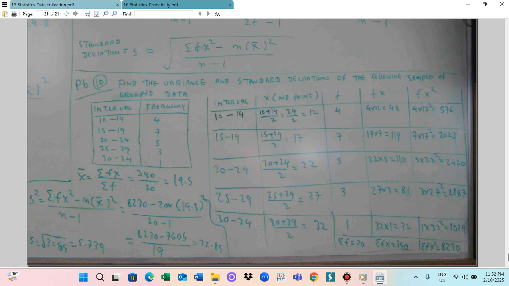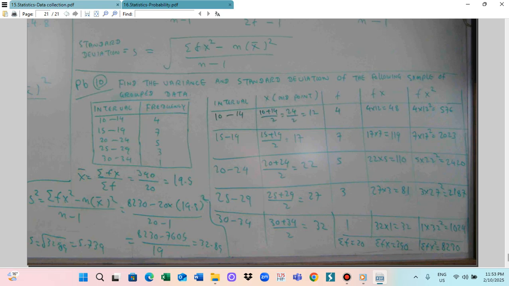And after that you can also calculate h bar. H bar is the summation f h divided by summation f. So add all the things. The summation f is equal to 20. The summation f h is equal to 48 plus 119 plus 110 plus 81 plus 32, so this summation f h is 390.